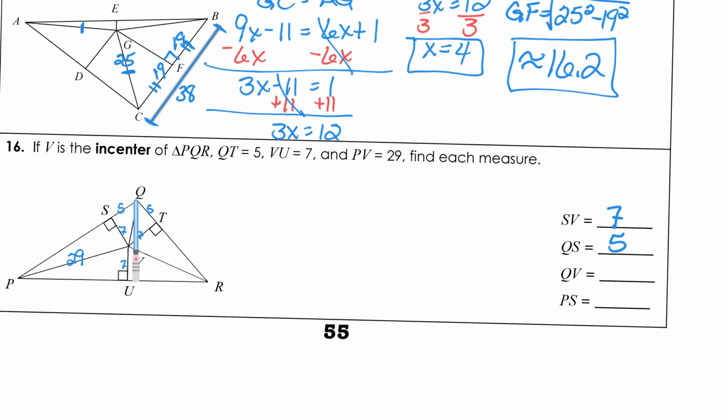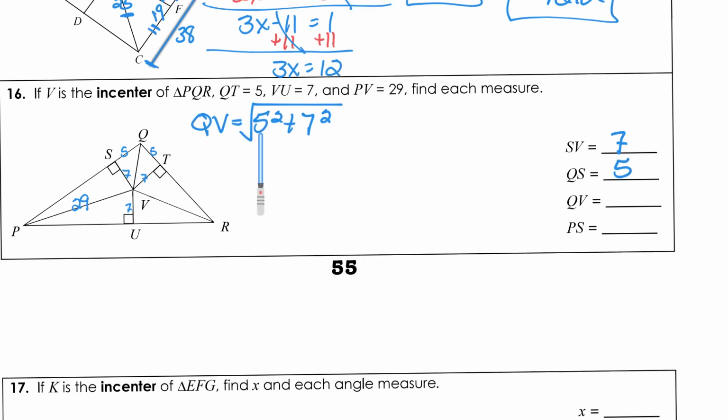So here's my right triangle, and if you're having a hard time figuring out where the hypotenuse is, it's opposite the right angle. So this length, QV, is actually the hypotenuse, where the legs of the right triangle are the lengths 5 and 7. So we go ahead and set it up using the Pythagorean theorem. We have 5 squared, which is the leg, plus the other leg, which is 7 squared, and we take the square root to get QV to be approximately 8.6.